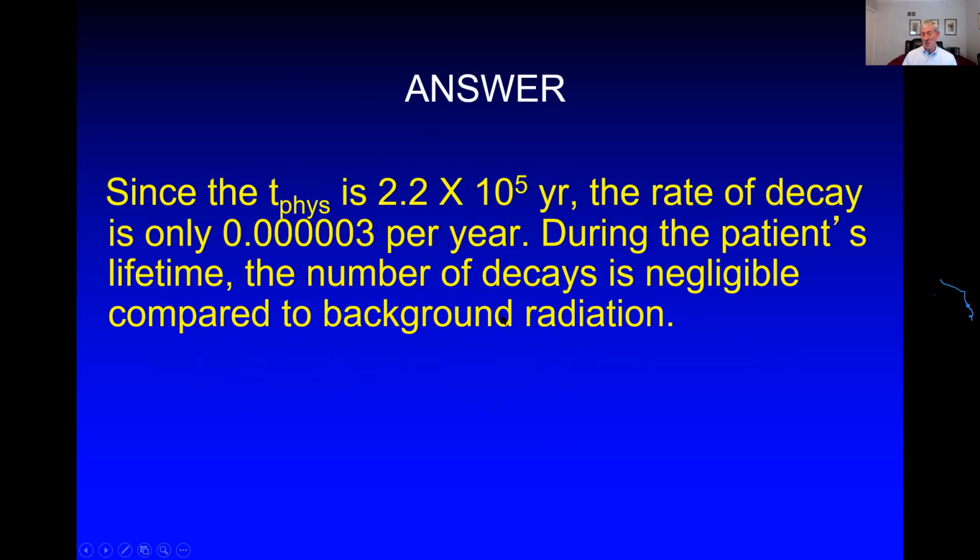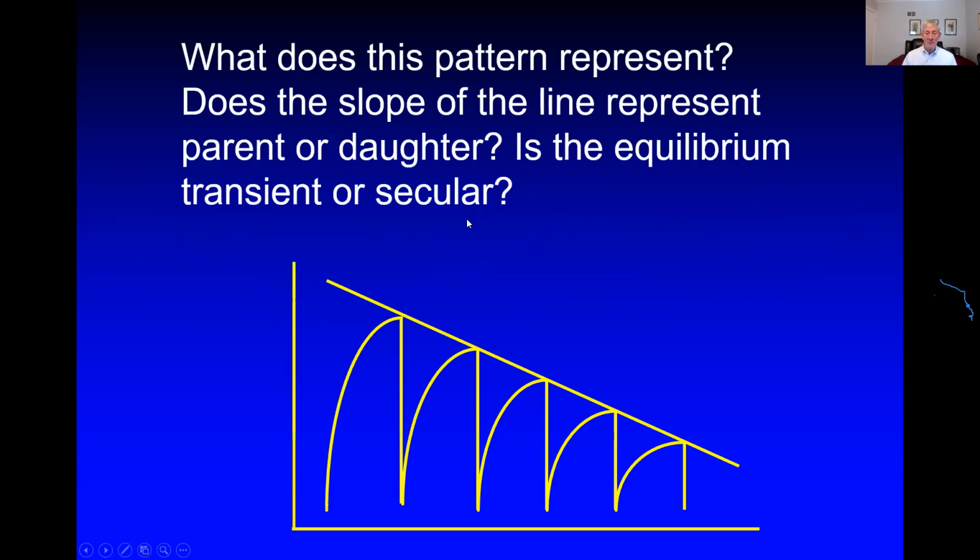Which is more dangerous, a 10-year isotope or a 1-year isotope? The 1 year. 1 year is definitely more dangerous. All of it's going to decay in your lifetime. Perhaps, unless you live to be 100, a 10-year half-life, it's not all going to decay in your lifetime. What does this pattern represent? It actually has a name. What's going on here?